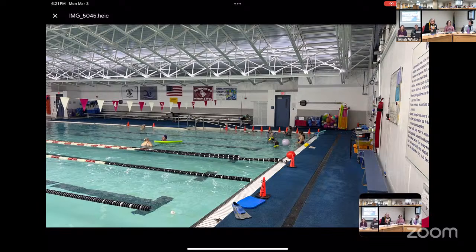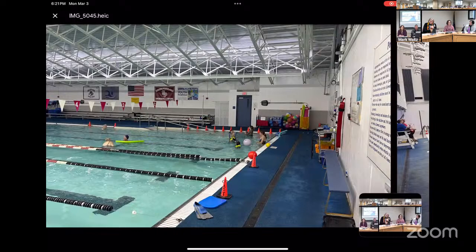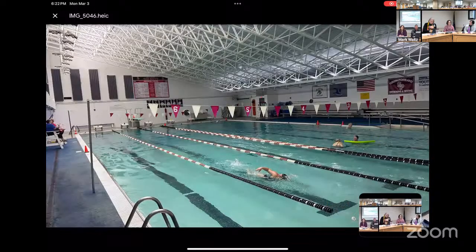If you can see the cones off in the far right there, that's a ramp so that it is handicapped accessible. You can see they have bleachers for people to spectate there. And now you can see it kind of comes forward.